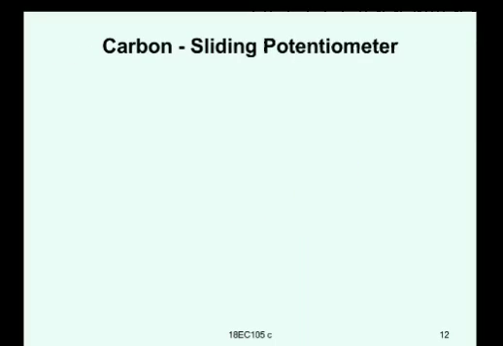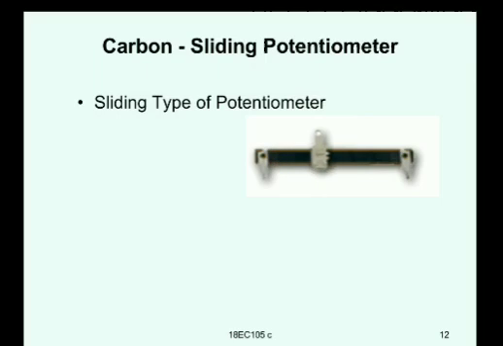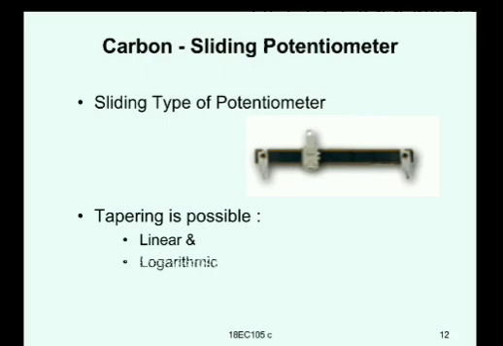And now let us see the carbon type of variable resistor potentiometer, but with a sliding model, the sliding type of potentiometer. Yes, you can see. So you have two ends at left and right, and in between there is a straight carbon track. So along with that you are able to vary a wiper. So here the tapering is possible once again because it is of carbon type. It can be linear or logarithmic.